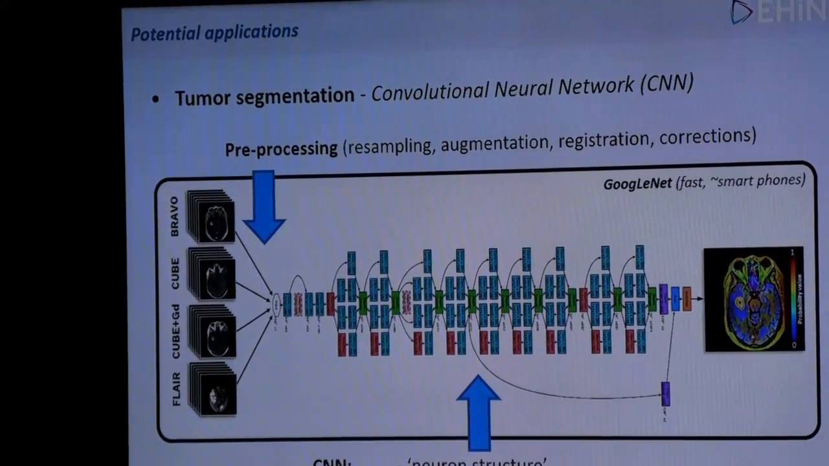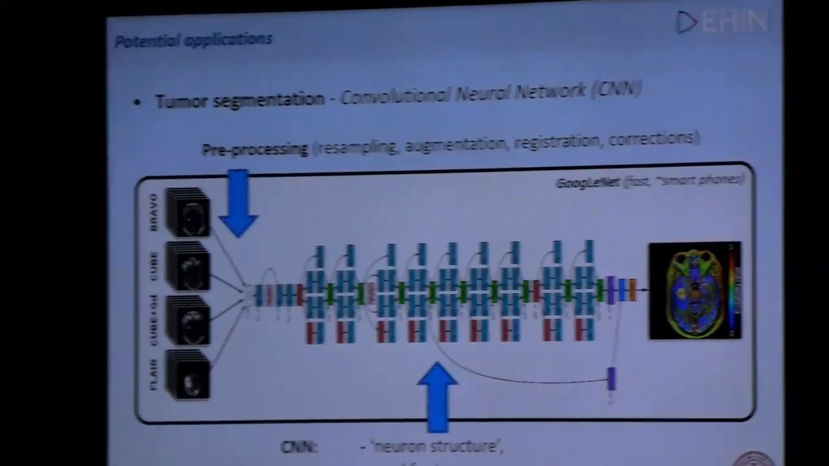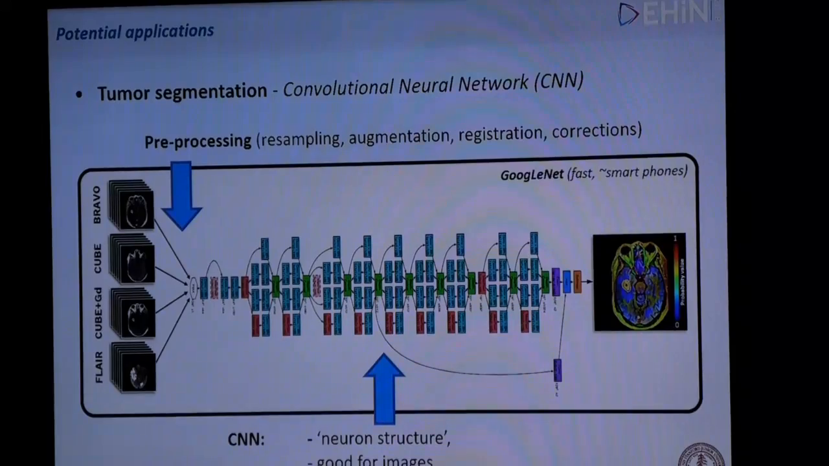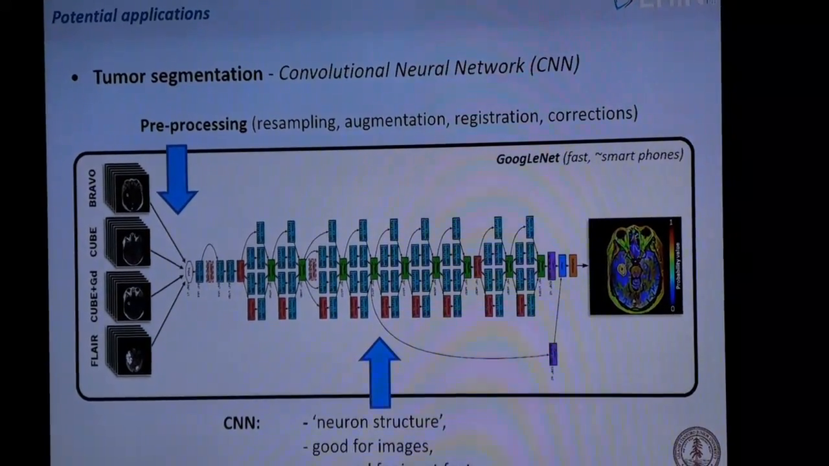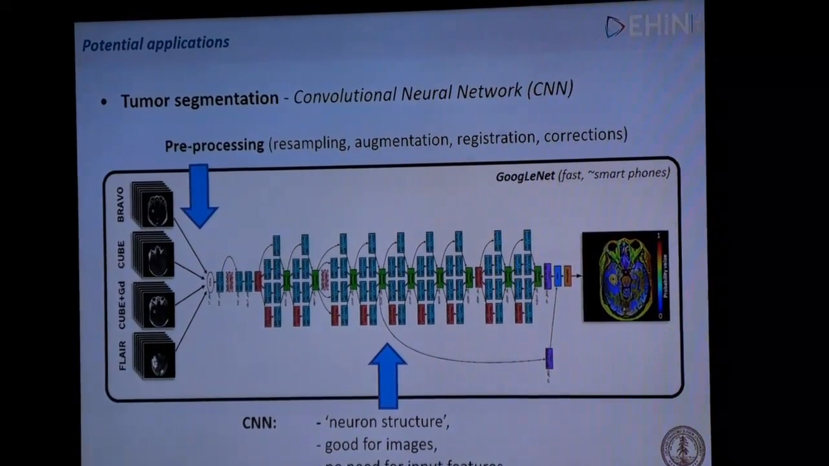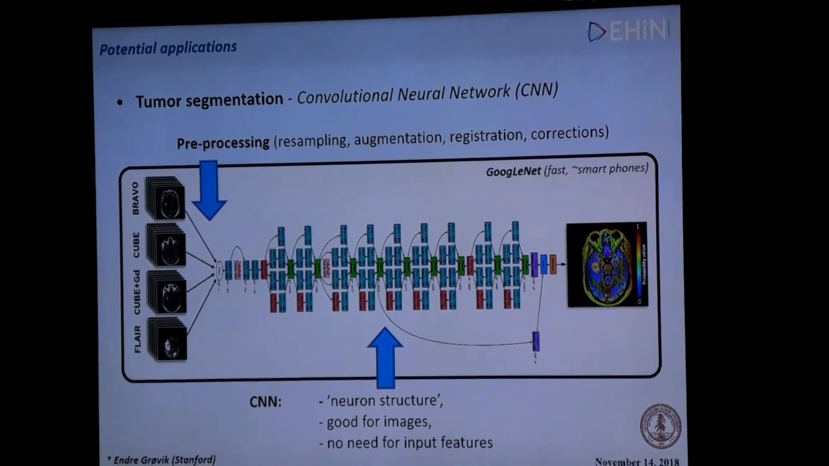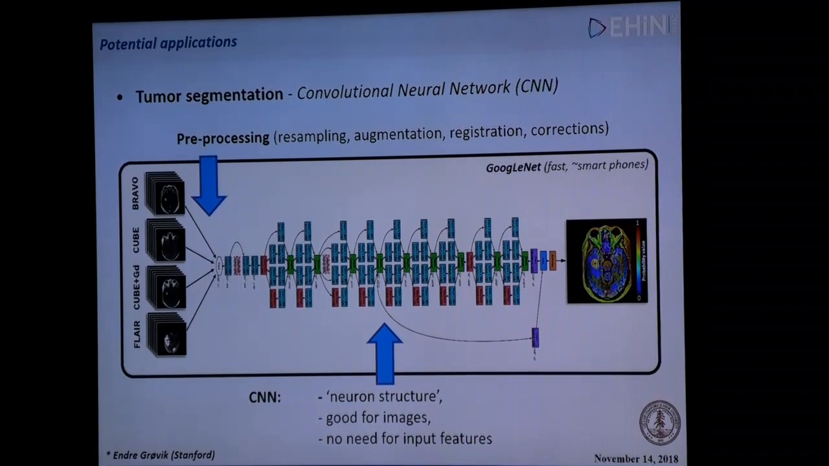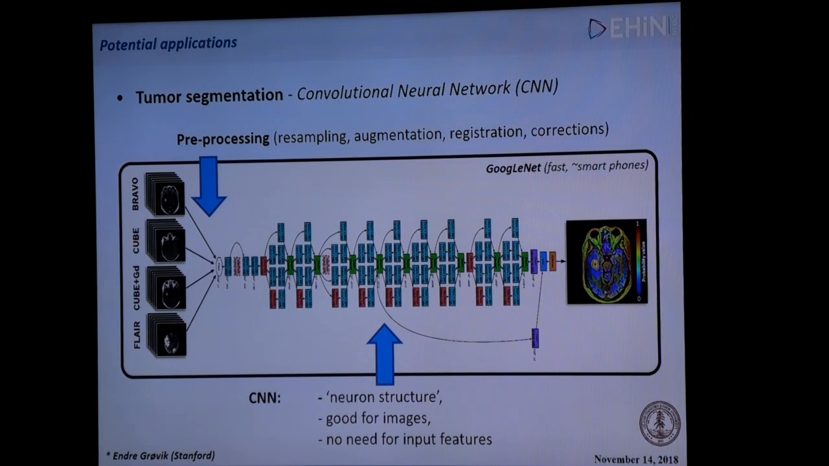You still have to do your pre-processing and label and set your data, but at the end of the day, you don't need to know what to look for in the images. You can let the computer, just by using these multiple layers, identify the structures that are unique to your label. And this setup I showed you is good for images.